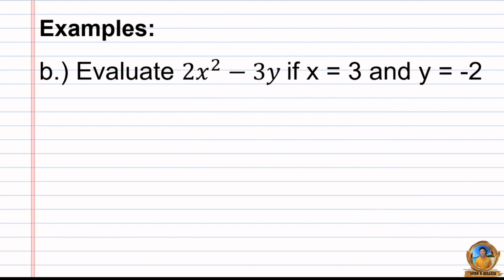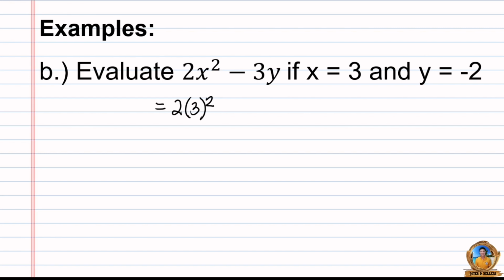Okay? So let's proceed to another example. We're going to evaluate now 2x squared minus 3y if x is 3 and y is negative 2. So ito medyo komplikado na ng konti because it involves now an exponent and two variables in the given expression. Okay? So to do that, all we have to do is to replace the variables x and y with the given values, which are 3 and negative 2 respectively. So instead of having x, we will have 2 times the value of x given here, which is 3, squared.